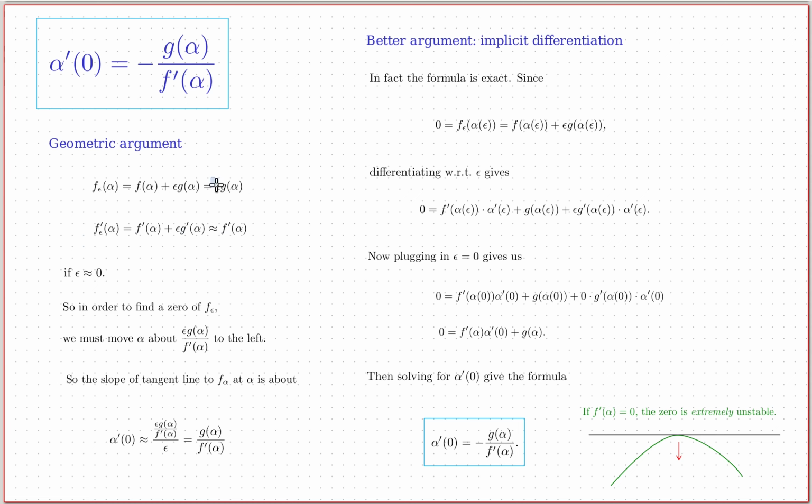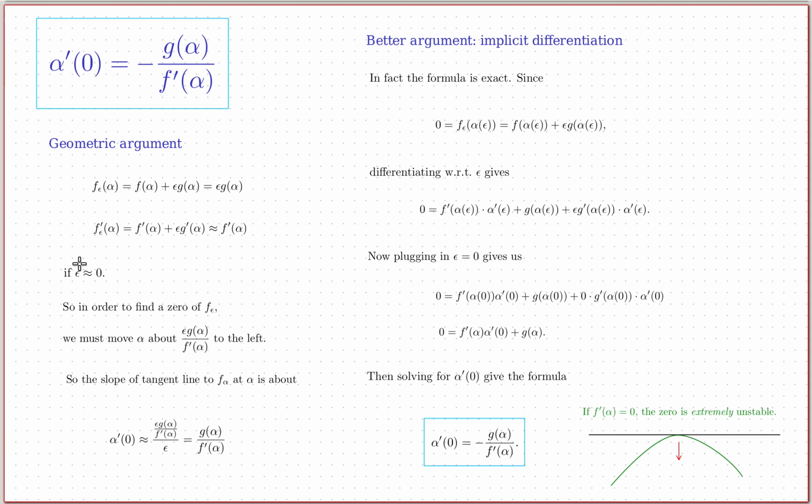Now, if you have a function which takes this value at a point and whose slope is this at the same point, how far do you have to travel to find a 0? Well, you have to take the height and divide by the slope until you get down to 0. So you have to travel about this far, actually to the left, in order to find a 0. Since this corresponds to the change in alpha for an epsilon, divide out the epsilon to get the rate of change, and you get this. So we can make a pretty simple argument that alpha prime of 0 is approximately equal to minus g of alpha over f prime of alpha.